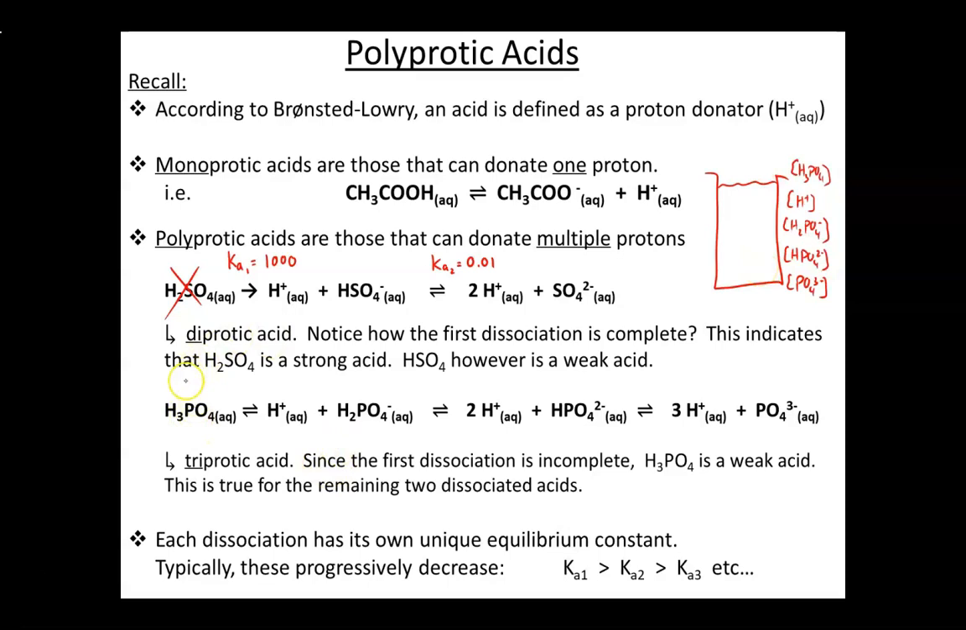With phosphoric acid, because it's weak, very little of it breaks up right off the bat. So the first dissociation constant is very small, but then to get to this next step, it's less and less and less likely.